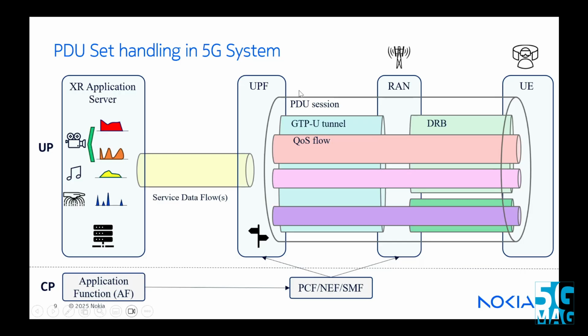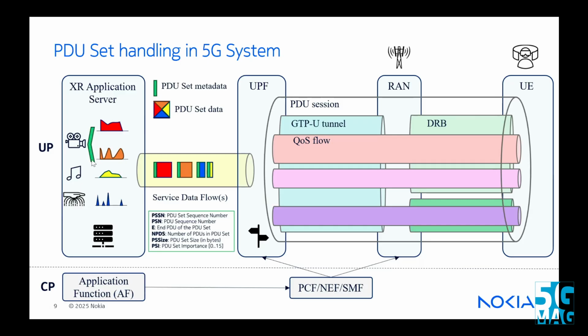So how the system works is that you have an XR application server, which might have different kinds of sources of data. So you might have video, music, or drone data, and over the service data flow, what you have is a PDU set data, and this PDU set is basically one application data unit. For instance, it could be one frame, and then you can mark these with additional information that then gets delivered to your UPF, which can provide this information to the RAN for proper handling.